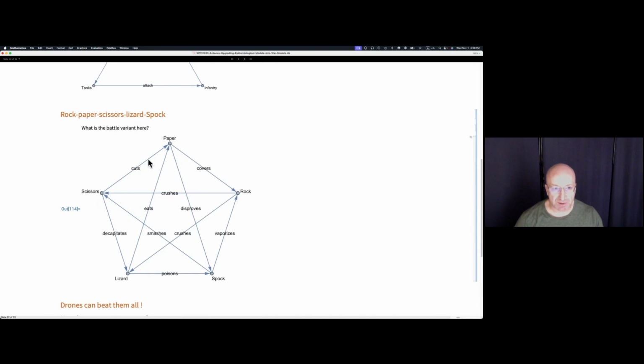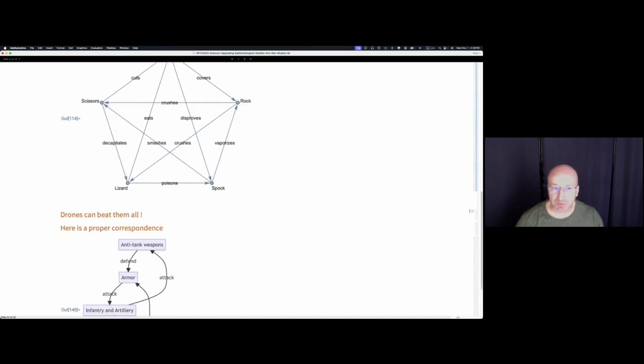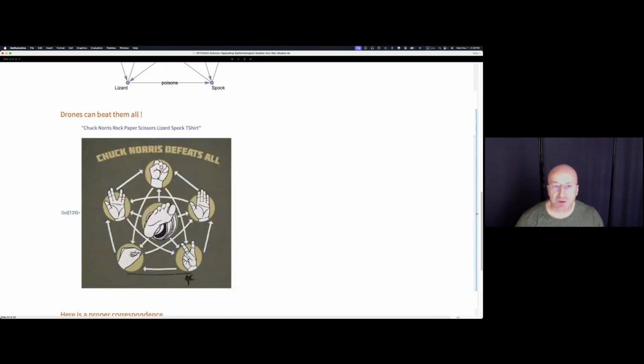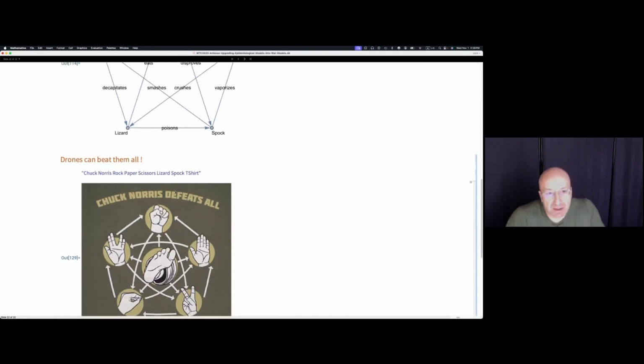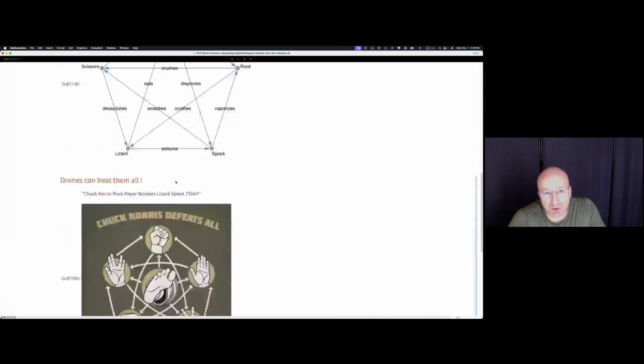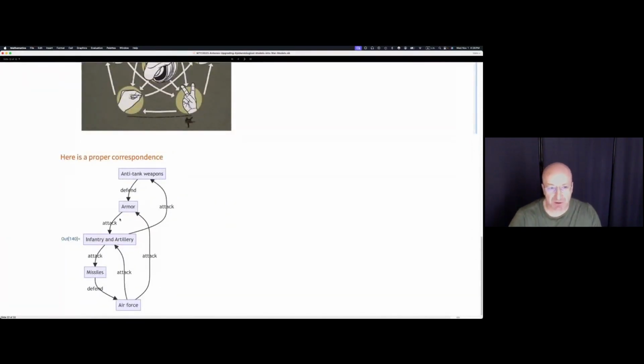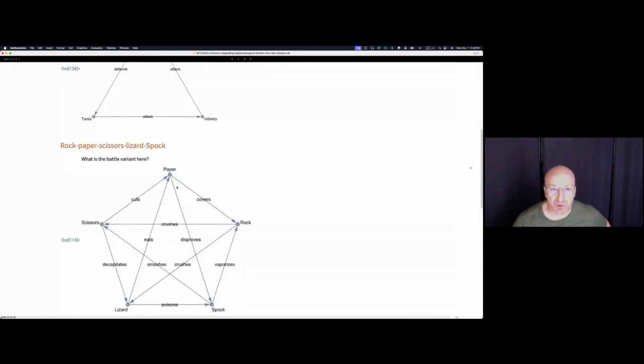Interesting question. What is this rock, paper, scissors, lizard, Spock thing, right? And Chuck Norris beats them all. Why am I mentioning this? Drone warfare changed quite a lot. This was quite unexpected, and drones are not represented in this diagram, but this diagram is fairly faithful, and corresponds to this one here.